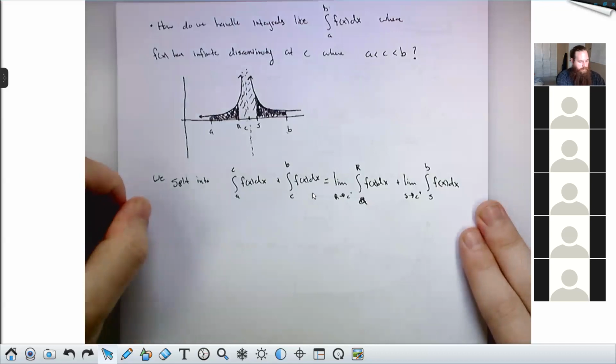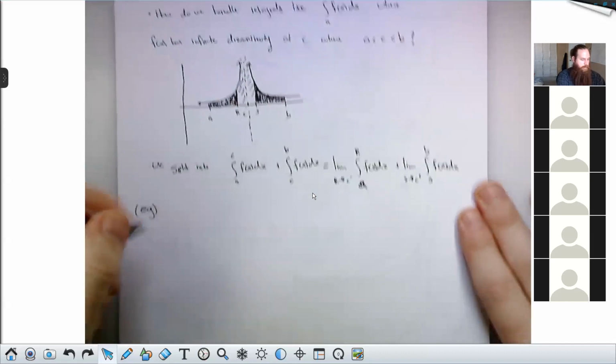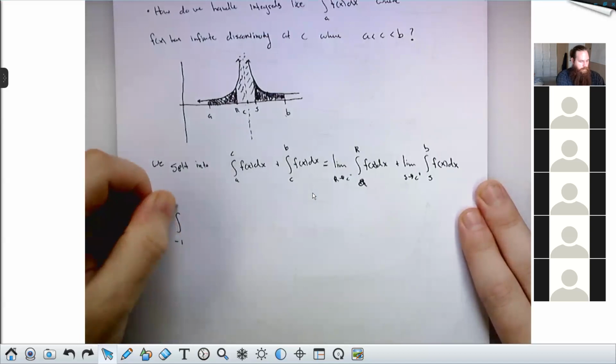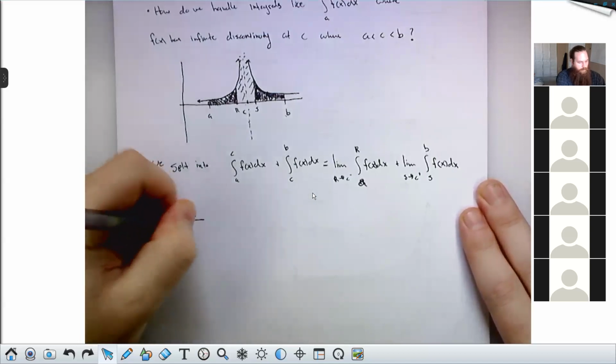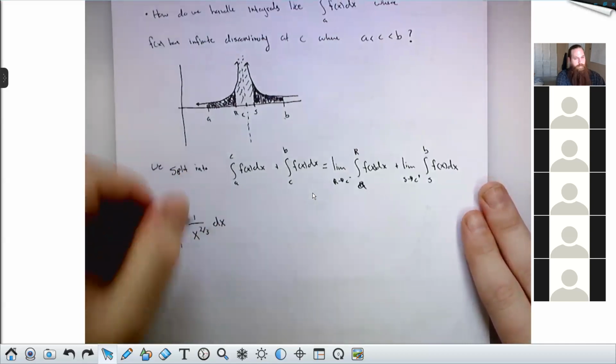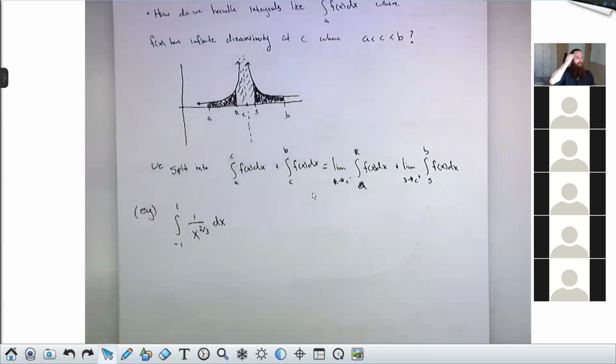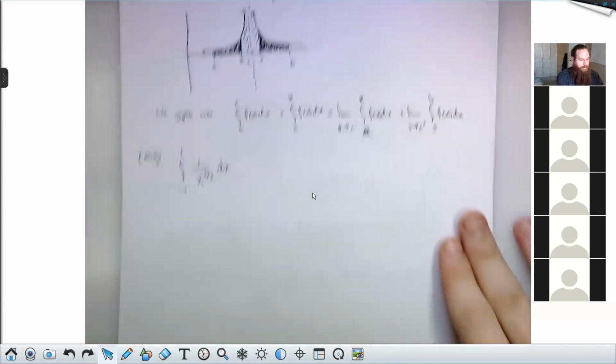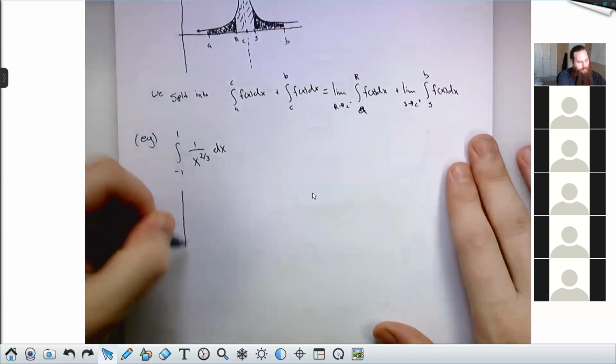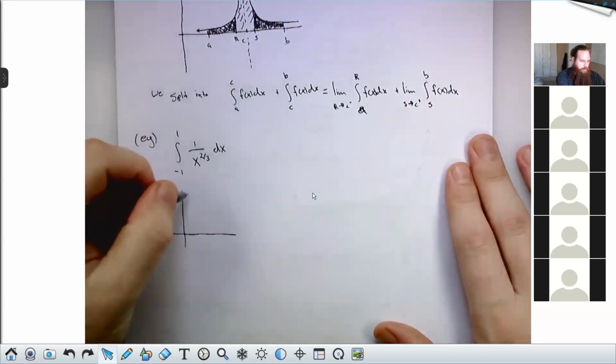An example like this would be the integral from -1 to 1 of 1 over x to the 2/3 power. Here, 1 over x to the 2/3 has a problem at 0, right? The bottom is 0 when x is 0. This thing blows up at 0. The graph of 1 over x to the 2/3 looks like this. Looks a lot like the picture we drew up there.